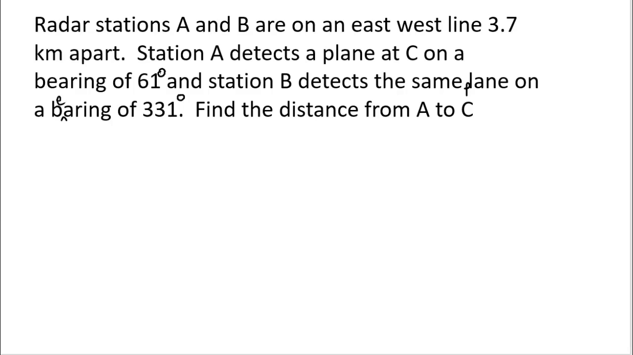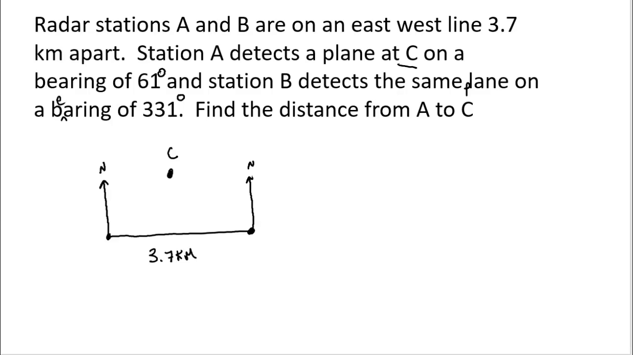Let's go ahead and think about this. A and B are on an east-west line, and they are 3.7 kilometers apart, so I'm going to put 3.7. I'm not quite sure which one is A and which one is B yet, but it's safe to say that my plane is at C, and chances are C is going to be somewhere in the middle. That's the best bet. So I'm going to put a little north over here.